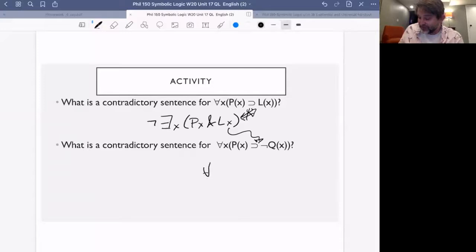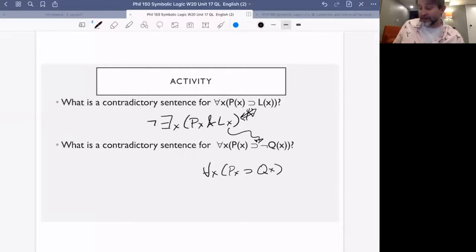For all things x, Px then Qx. Right? The top one says that everything in my pocket is not a loony. Nothing in my pocket is a loony. And the second one says everything in my pocket is a loony. And so those two things are contradictory.